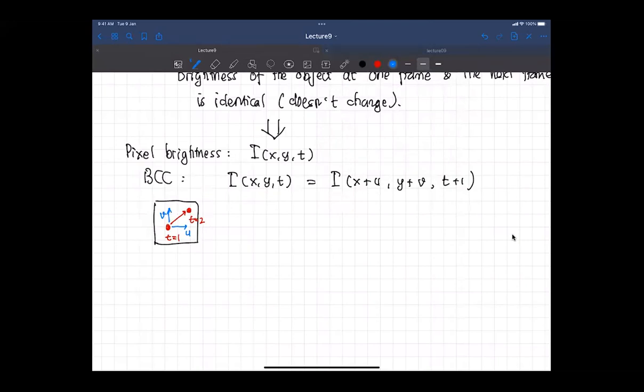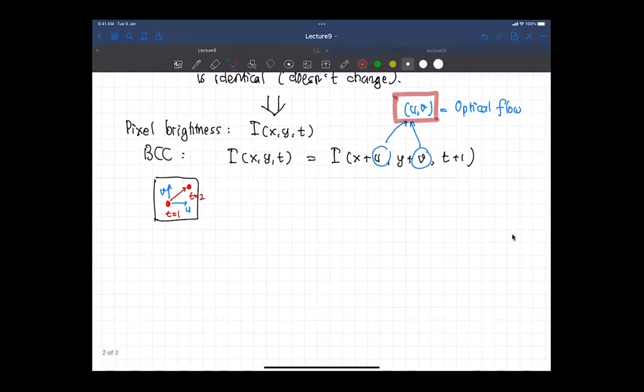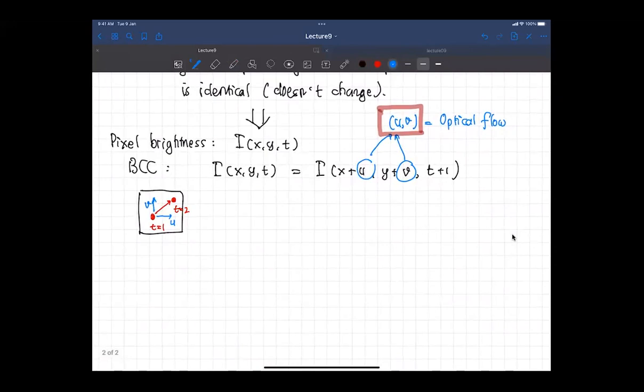Right, so that u and v here becomes a vector. It's called optical flow. So that's the definition of optical flow, the motion vector. And that's something that we want to find. u and v is something that we want to find. So again, this is called optical flow or the optical flow vector.